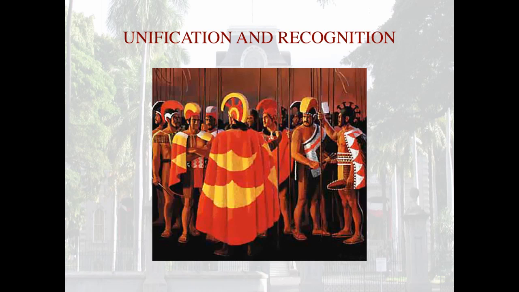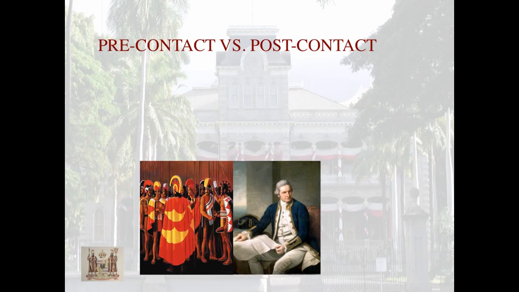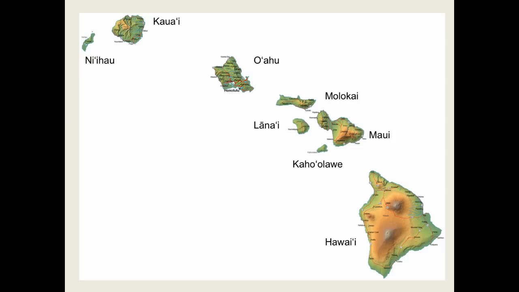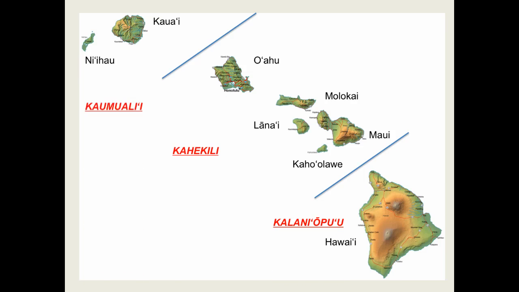Unification and recognition. Okay, so this takes us back to Kamehameha's rise to power. And so we know that pre-contact and post-contact are divided by 1778, the arrival of Captain James Cook, as we saw in that presentation. So back then, prior to the unification of the islands, Hawaii was divided into 3 different kingdoms. Okay, we had Kalaniʻopuʻu, who was conqueror and ruler of Hawaii Island. We had Kahekili over Oahu, Molokai, Maui, and Kaumuali'i over Kauai and Ni'ihau.